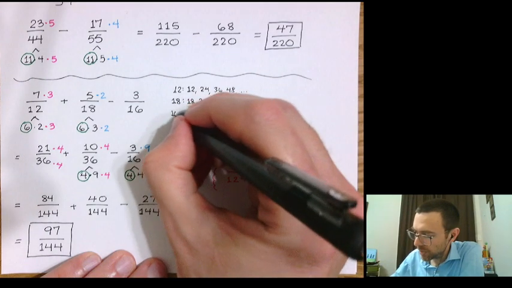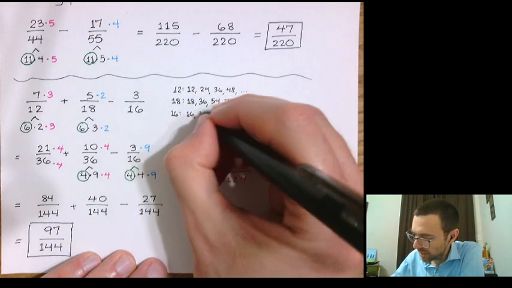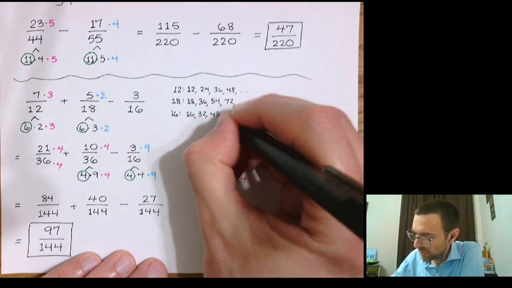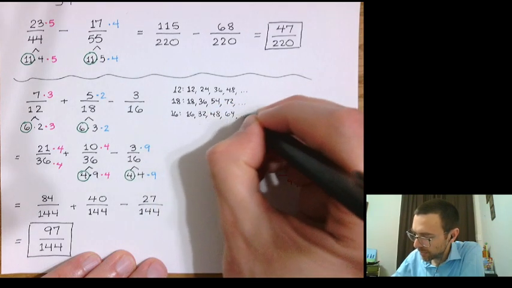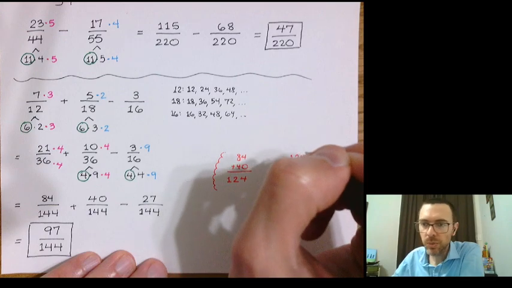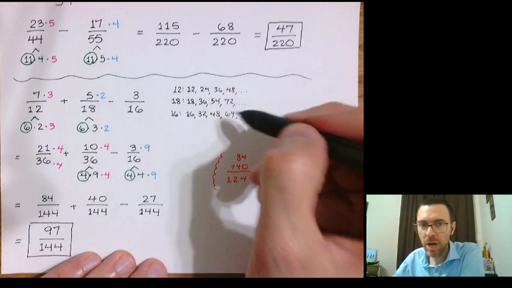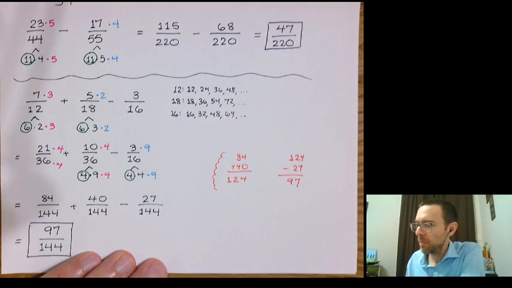And they would say do the same thing with 16. Find the multiples of 16 like that. And what you would do is look for the number that they all have in common that's the smallest. But it's going to take a while to get there.